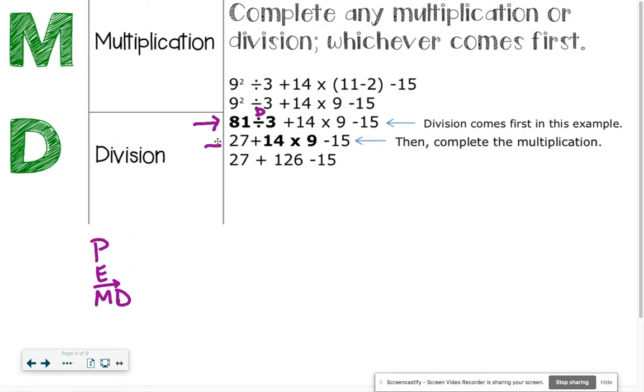In this one right here, we have our multiplication. So it doesn't matter which one you do first, whether it's division or multiplication, but you always start from the left side and go to the right side. And so that's a little bit tricky.